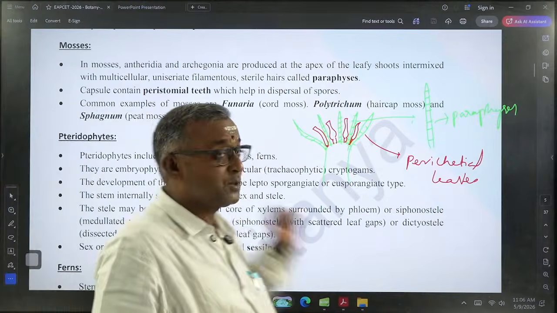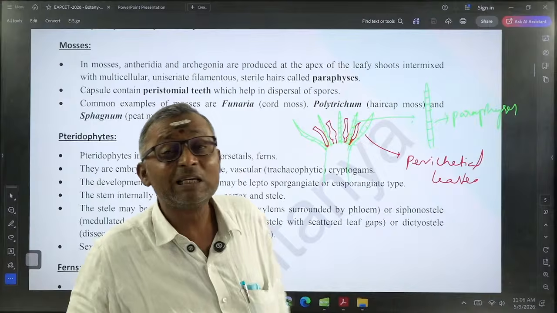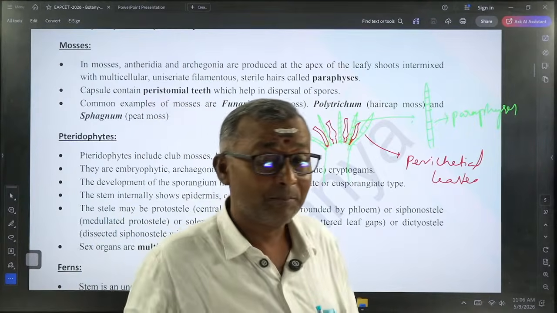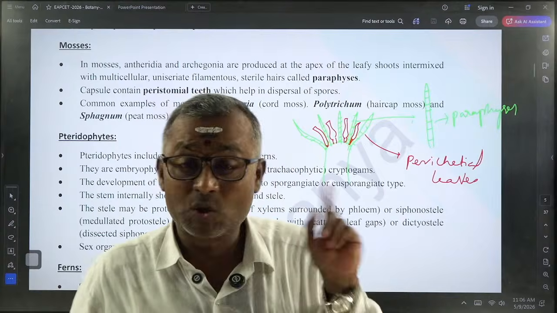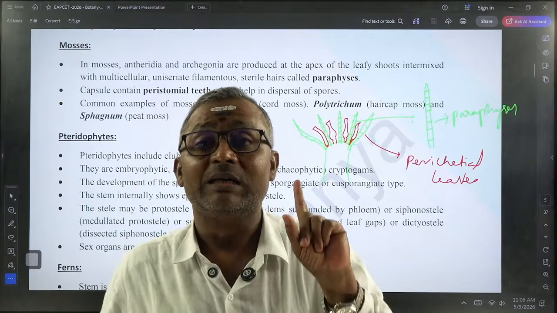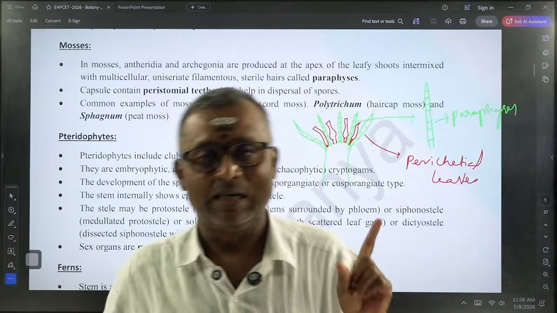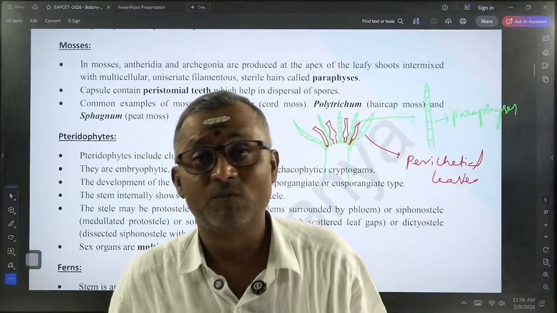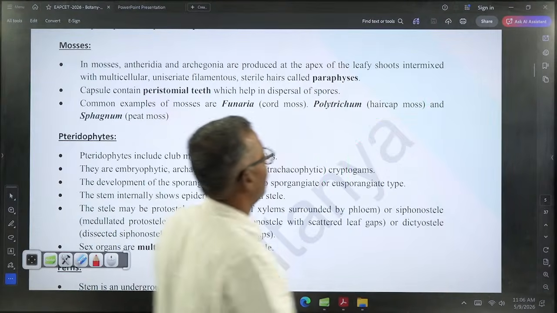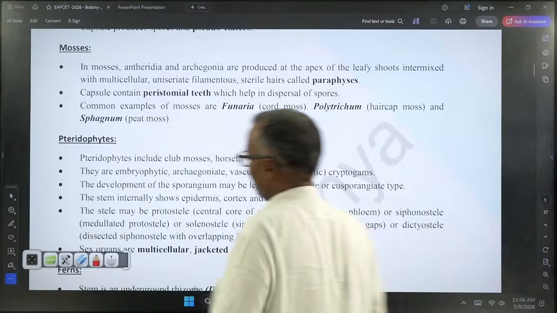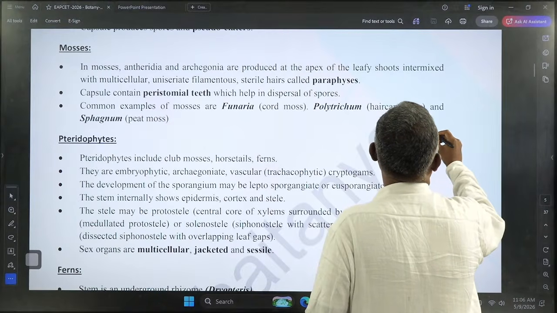And apart from this, in the capsule you can find peristomial teeth. What is present? Peristomial teeth. They don't have elaters. They have peristomial teeth. Peristomial teeth help in dehiscence of the capsule and dispersal of the spores. For both they help. Which one? Peristomial teeth. If I go on explaining what peristomial teeth are and how they appear, it again takes a lot of time, but as some of you may not understand if I just use this terminology, I am giving you some details, not all.